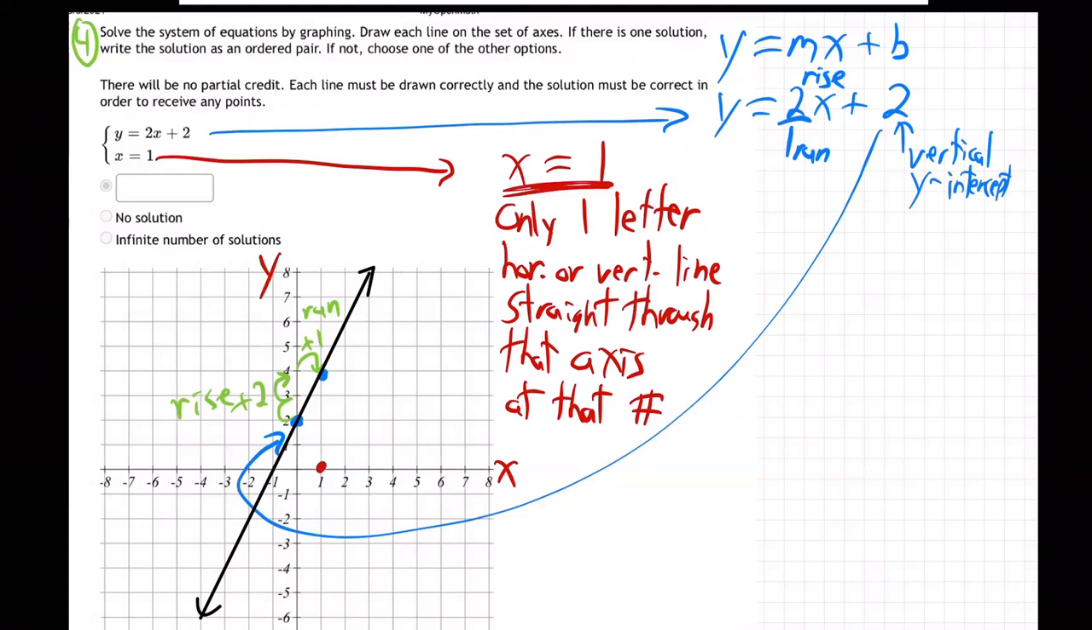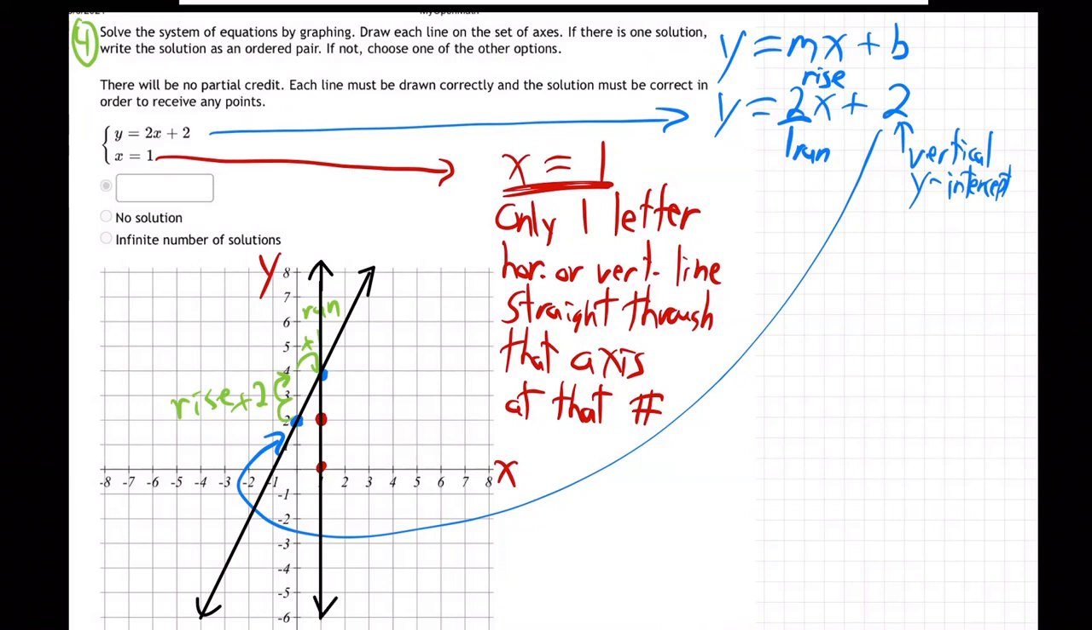Does that make sense? So when you have only one letter, it's easy to graph them. The line just goes straight through. It's going to be a horizontal or vertical line going straight through that axis at that number. So at x equals 1, it'll go straight through the x-axis at x equals 1. So you just put any 2 dots. I can put a dot here and here. It doesn't really matter. Put any 2 dots you want. And we get our other line.